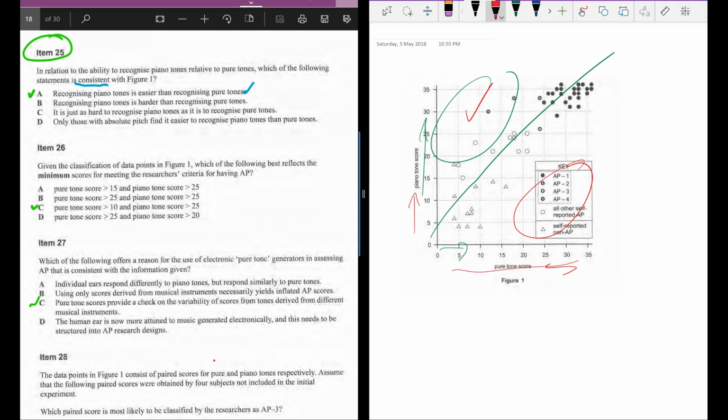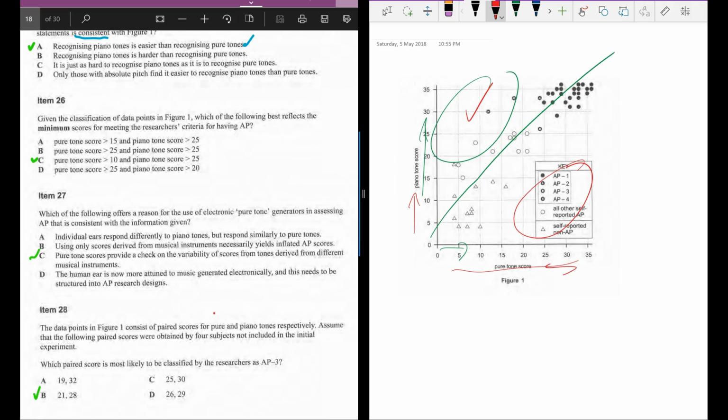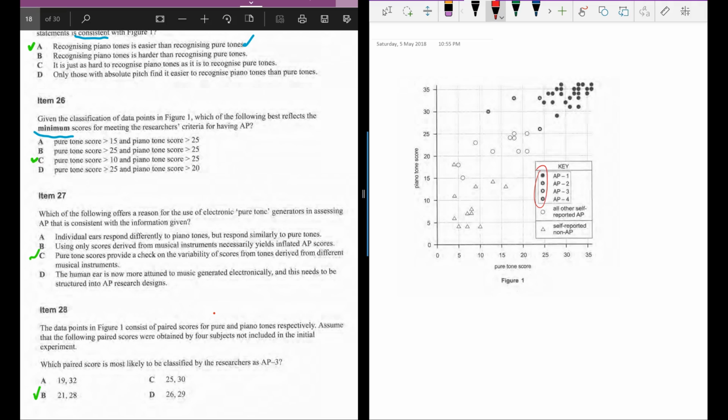Okay. Give the classification of data points in figure 1. Which of the following best reflects the minimum score needed for having AP? Okay, well, AP is the black dots. So that's our black dots through here. What is the minimum for getting a black dot? Well, the easiest way to do that is to go ahead and graph it and draw the lines on. Okay, pure tone score greater than 15 and greater than 25 is that. So this is that area there.